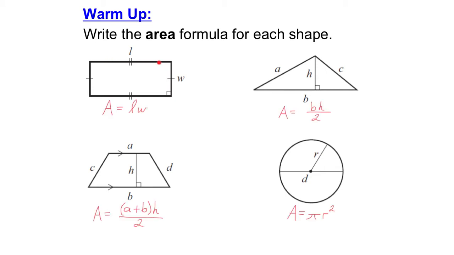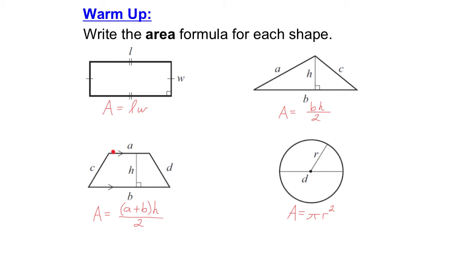For a rectangle, length times width. For a triangle, the base times the height divided by 2. Now just a note here, height and base are perpendicular to each other. So if the side of your triangle is not perpendicular to the base, then it's not the height. If you have a right triangle, then the height is one of the sides of your triangle.